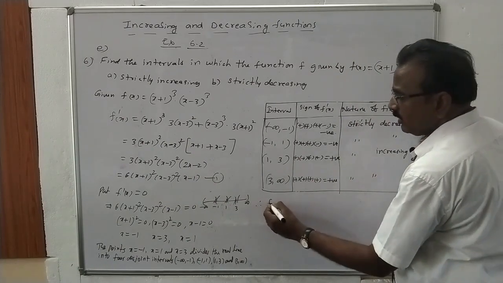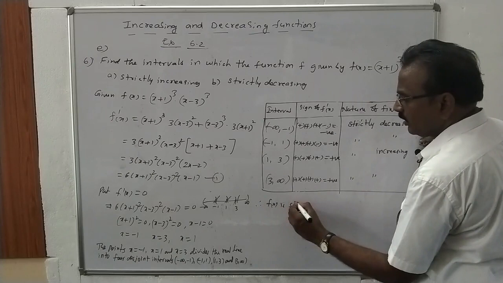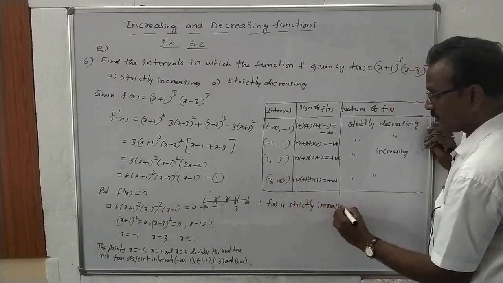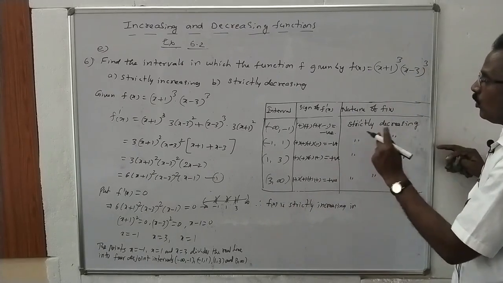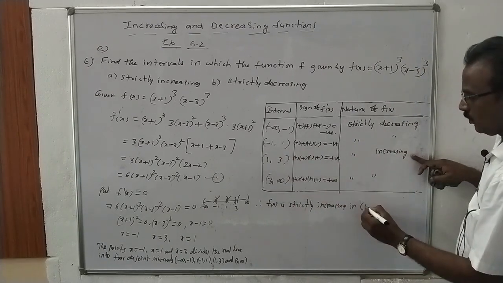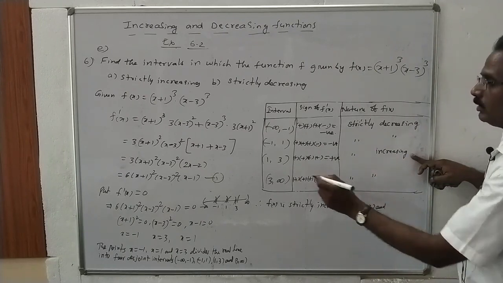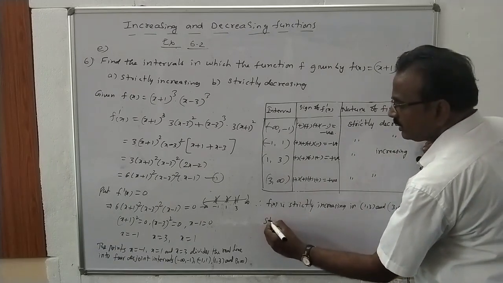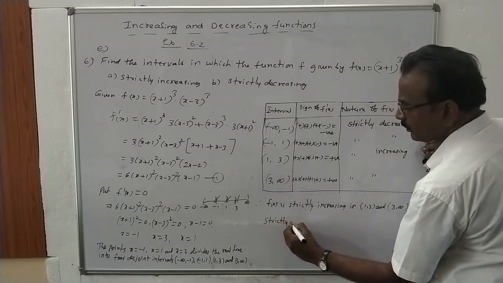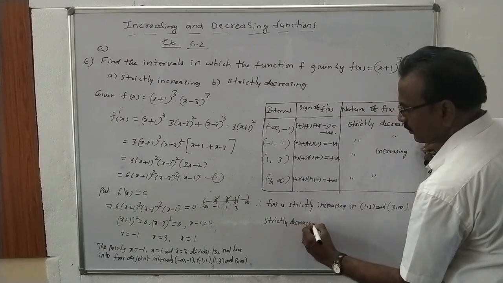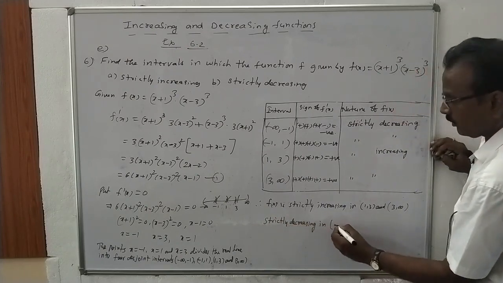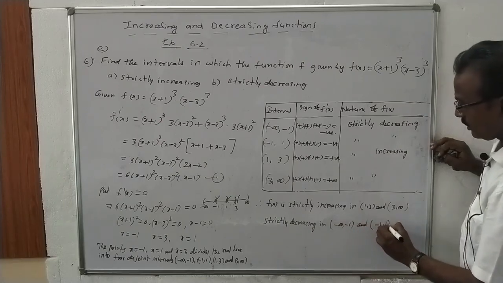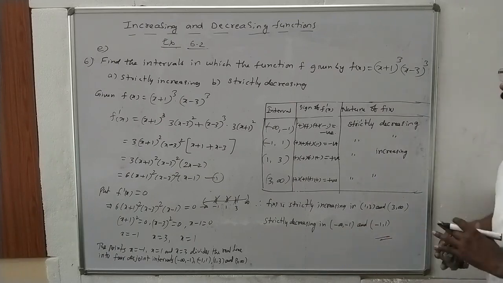So therefore here f of x is strictly increasing in open intervals 1 comma 3 and 3 comma infinity, and strictly decreasing in open interval minus infinity comma minus 1 and open interval minus 1 comma 1. So this is the sixth question.